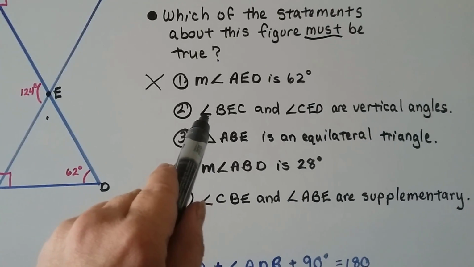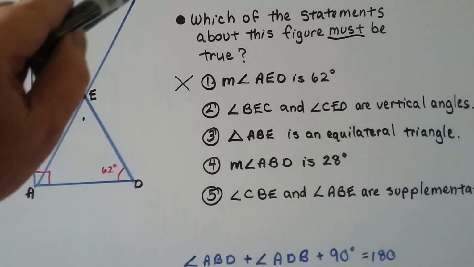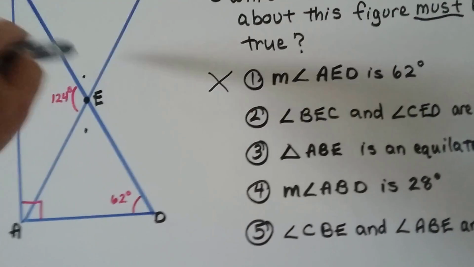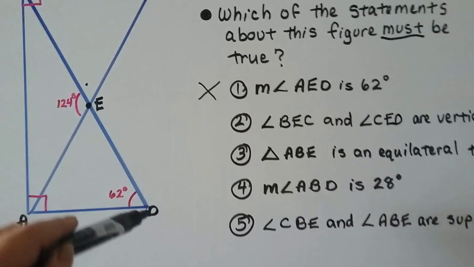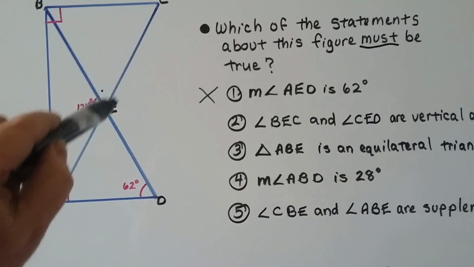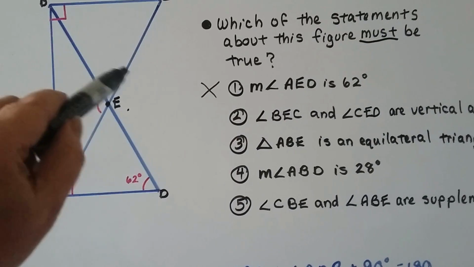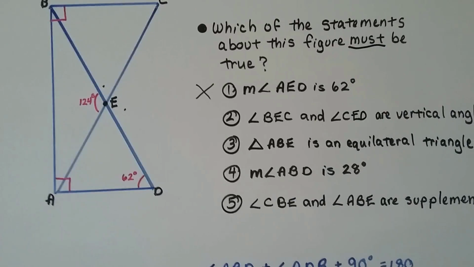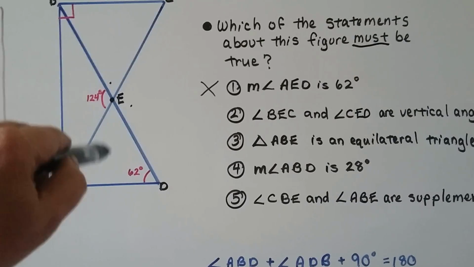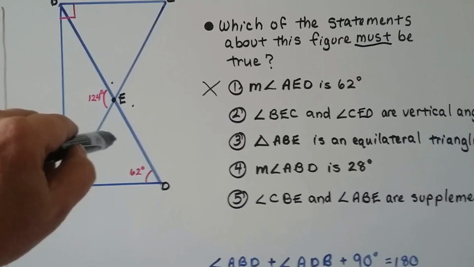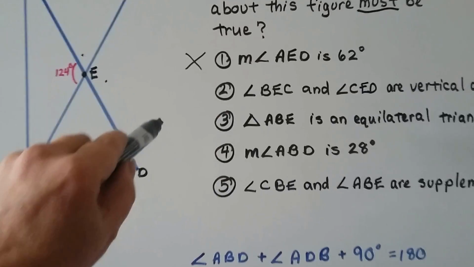Angle BEC and CED are vertical angles. Angle BEC, so that's this angle right here. Let me get rid of that. So it's this angle right here, and CED, this angle. So are that angle and that angle vertical angles? No. Vertical angles go across from each other. They're opposites, right? So those would be vertical, but these two are supplementary. So that's not right either.